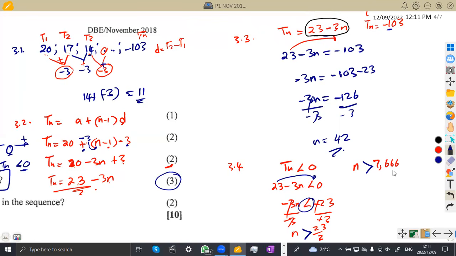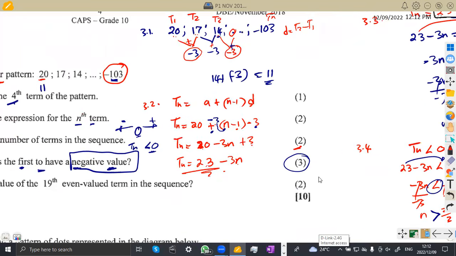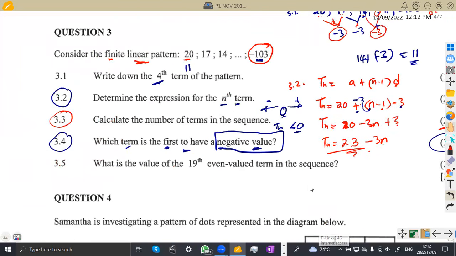So referring to numbers which are greater than 7.66 and so on, definitely these numbers are integers. So which integer is greater than 7.66? Definitely that number is 8. So n is equal to 8. Which means from the eighth term, that is where we are having a negative answer. All right, so that is what you're going to have in this case.